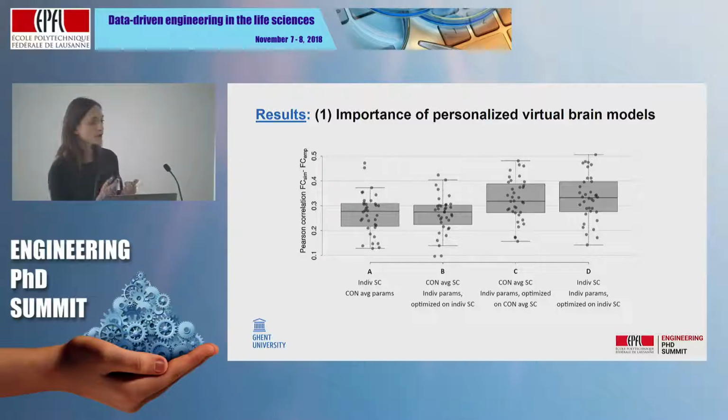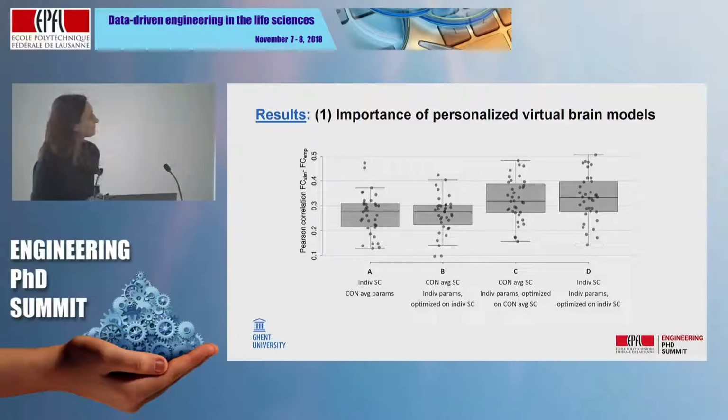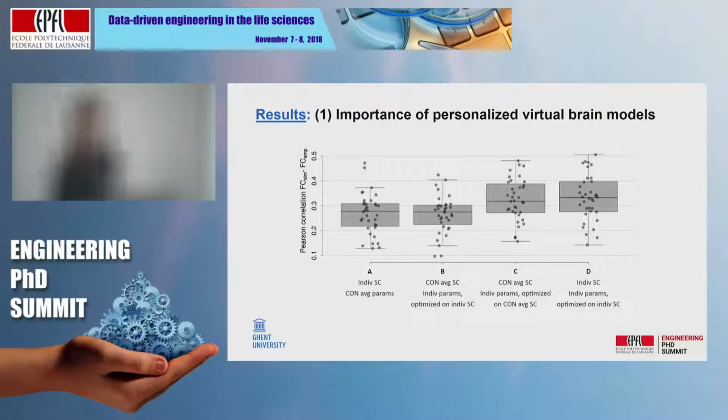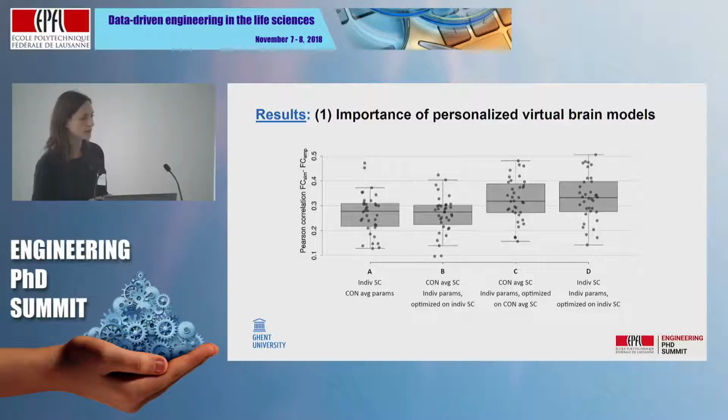And then we also used the individual structural connectivity matrices, or just an average connectome. And as you can see, the model fit is best in scenario D, where we used both the individual structural connectome as well as individually optimized model parameters. And this is actually quite promising because we would like to apply this framework to improve personalized medicine. So it's very important that if you actually personalize your model, you get better results.